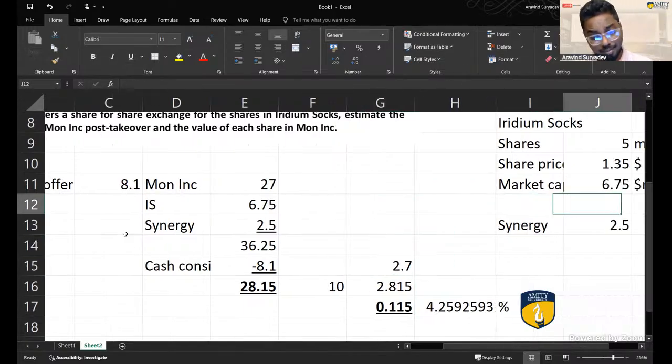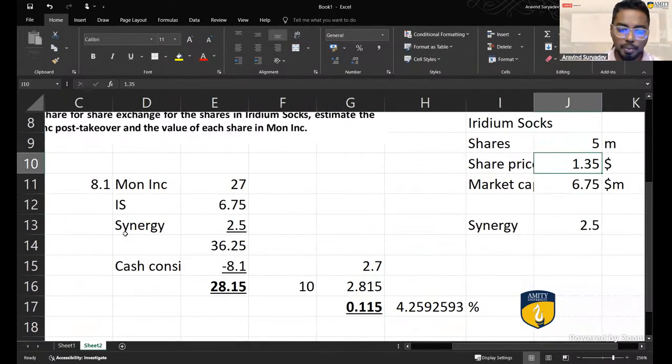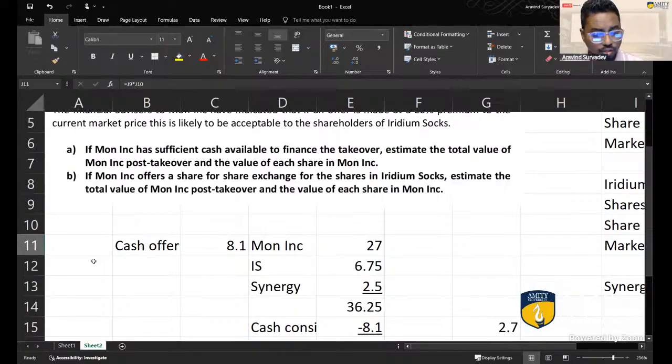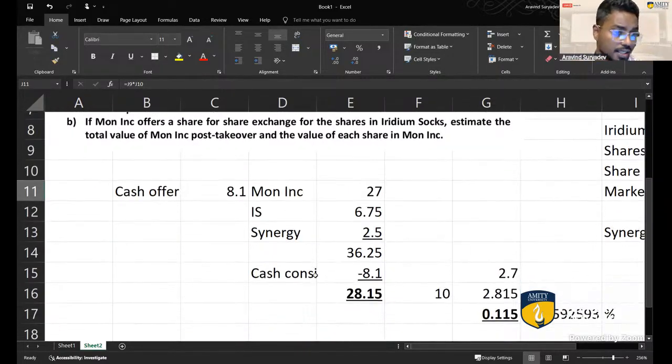For Iridium Stocks shareholders, they're getting a 20% return or gain, because for shares worth 1.35 and totally worth 6.75, they're getting 8.1. Now, in the second case, Mon Incorporated offers a share for share exchange for the shares in Iridium. Estimate the total value of Mon Incorporated post takeover and the value of each share in Mon Incorporated.